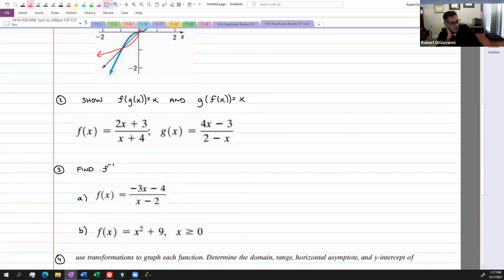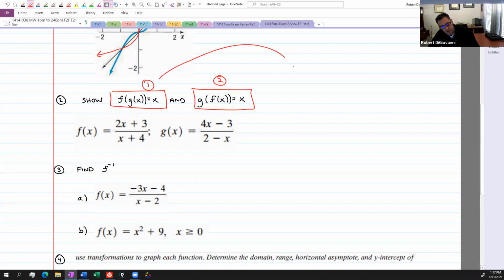Now, number two, I give you two functions, f and g, and I ask you to show two different things. You have to show that this is true, and then the second thing, you have to show this is true. In other words, if you put these together with composition, f of g of x, at the end you just get x. So I think I'll do one of these and leave you to do the other one. I'm going to do the first one. I'm going to try and show this is true.